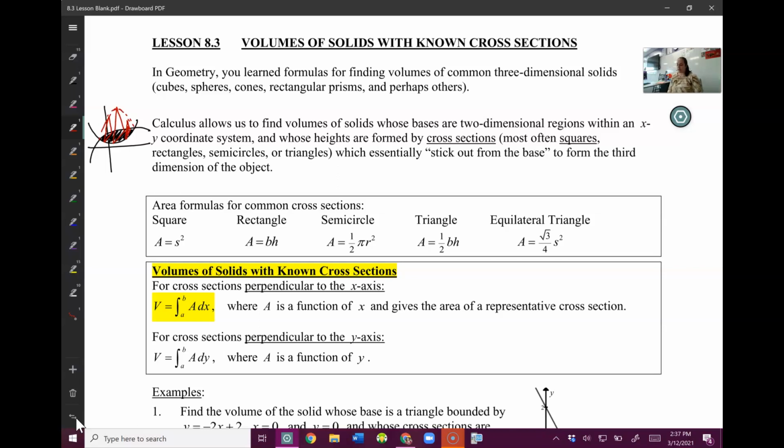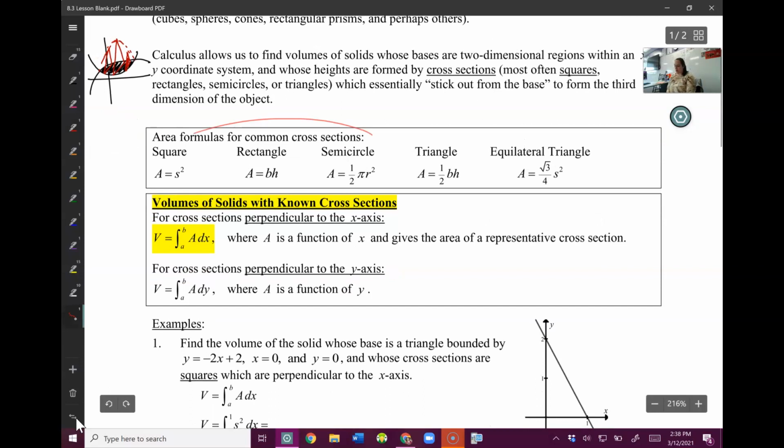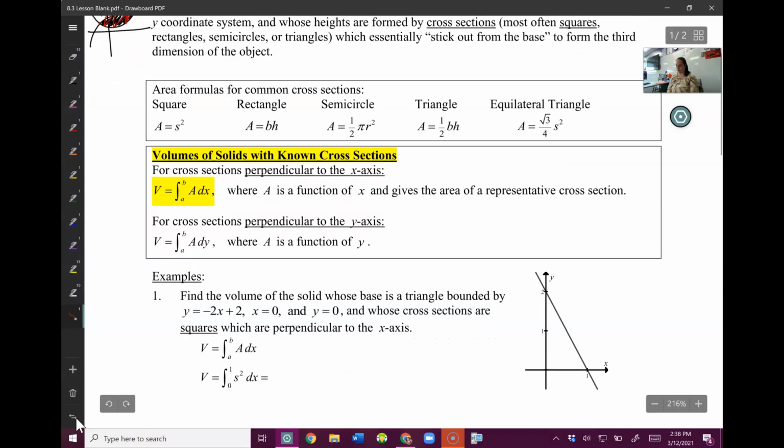Now, this is kind of hard to visualize at first. So with each problem, we're going to go into an app using GeoGebra to try to visualize what this is talking about. But we're using an area base, and then we're using calculus to say there's a shape on top of this base, and we're going to find the volume of that 3D shape. These are the most commonly used cross sections, and you're going to want to memorize these formulas. Area of a square, rectangle, semicircle, triangle, and an equilateral triangle. Those are the cross sections that are most commonly used.